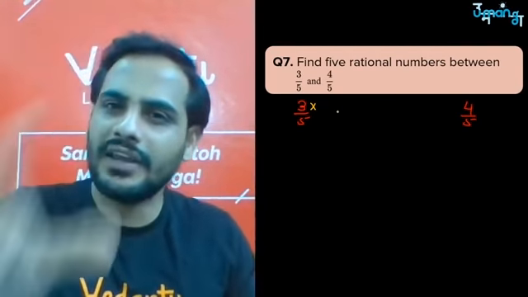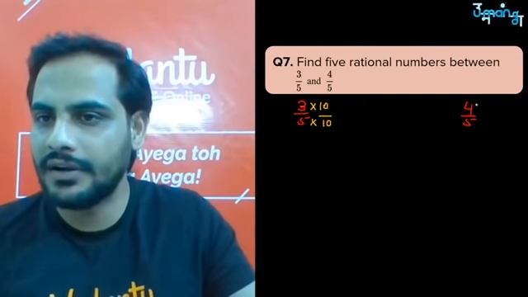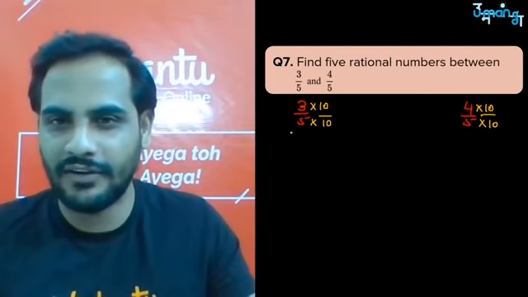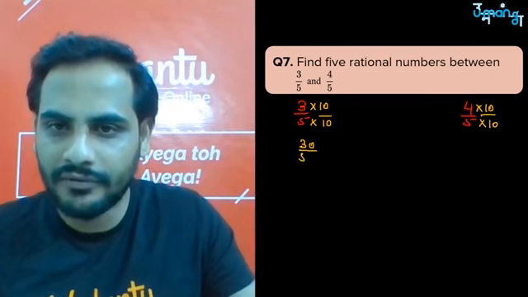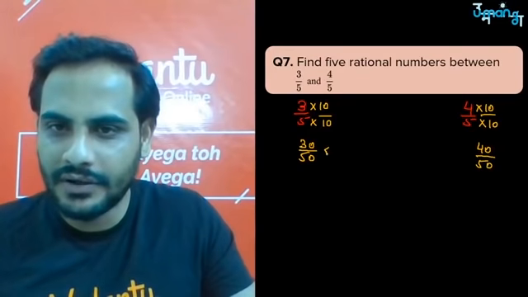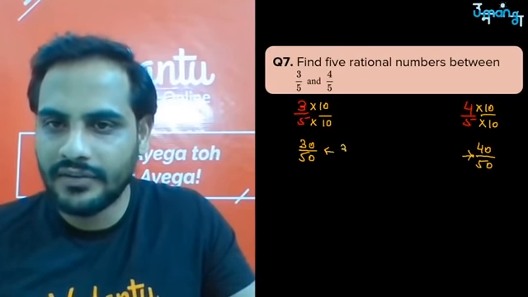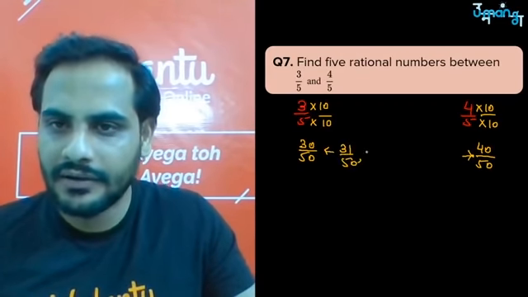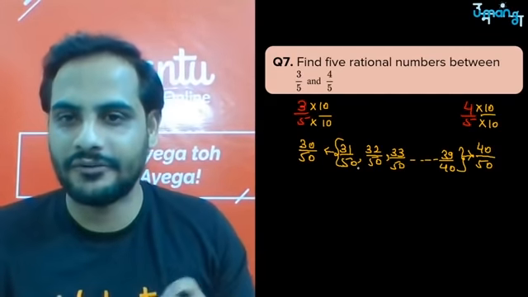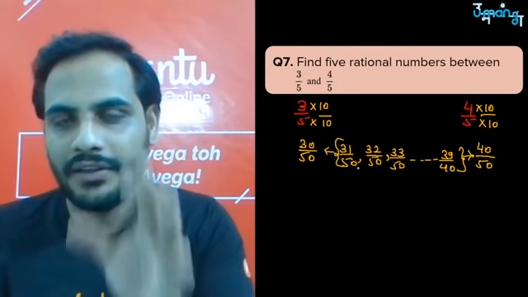So if I multiply with 10 here, both the numerator and denominator, and here also both the numerator and denominator, you know that the number will not change. It will form equivalent fractions. So this will become 30 upon 50 and this will become 40 upon 50. Correct? So between 30 upon 50 and 40 upon 50, you can see we have 31 by 50, 32 by 50, 33 by 50, up to 39 by 50. So there are 9 rational numbers. Out of these, write any 5 you want, which is the rational number in the fractional form.